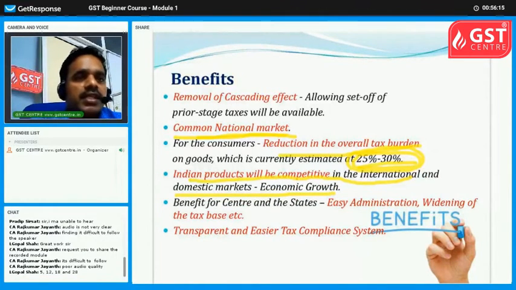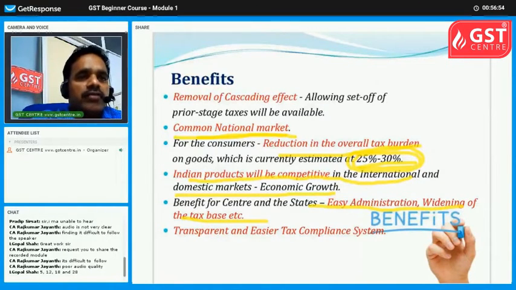When the tax burden is decreased, in the revised model GST law also, the government is saying that the benefit of tax reduction when GST is implemented should be passed on to the consumers. So I hope, in my personal opinion, there will be a reduction in MRPs and all. So it will ensure a competitive level for Indian products in international and domestic markets. And for central and state governments, there will be easy administration, widening of the tax base, etc.